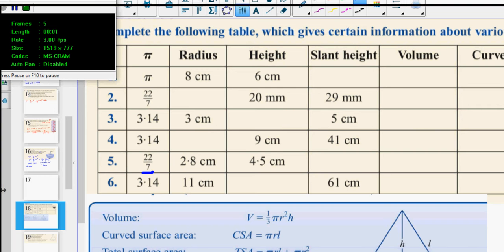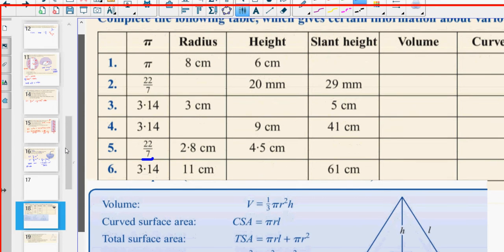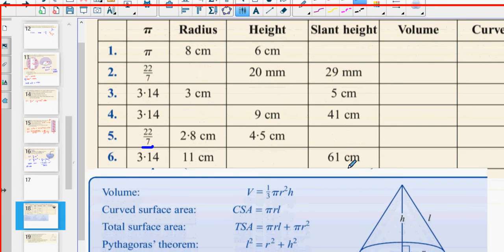So, question 1, complete the following table. Alright, I'm going to do question 5. So, it wants the slant heights. The slant height refers to the side of the cone. Very simply, do Pythagoras' theorem.